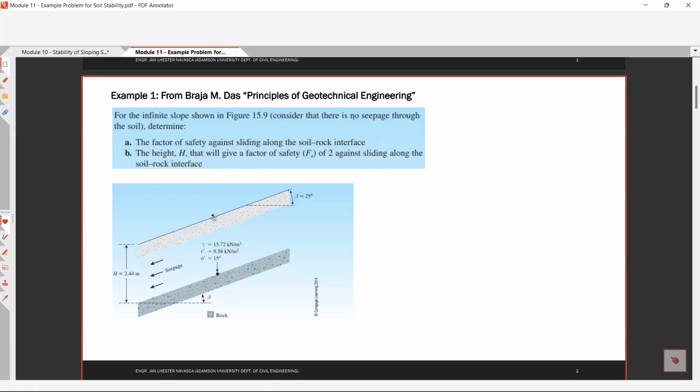Okay, so let us consider the problem. Understand the problem. It says here there is no seepage assumption. Also, this is an infinite slope. Why is it an infinite slope? Because of this figure.